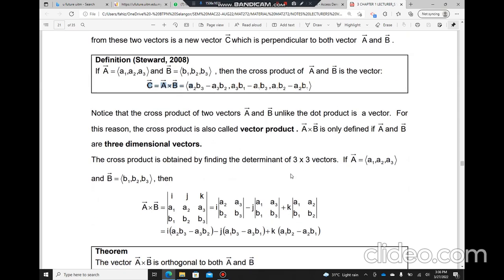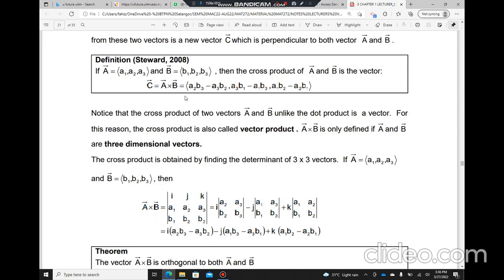Okay, notice that the cross product of two vectors A and B, unlike the dot product, is a vector. For this reason, the cross product is also called vector product. A cross B is only defined if A and B are three-dimensional vectors. The cross product is obtained by finding the determinant of 3 times 3 vectors. If vector A is A1, A2, A3 and vector B is B1, B2, B3, then okay, so nanti yang ni awak dah belajar, awak akan belajar juga dalam subjek MAT273 algebra. So dia ada cross product kan. So nanti saya akan tunjuk how to use cross product.